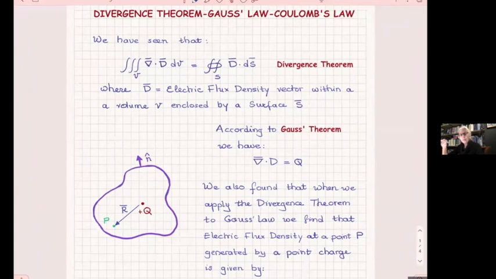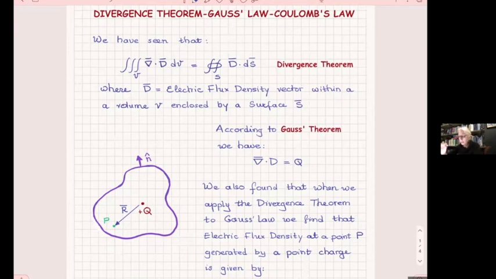And that is important. The book starts with Coulomb's law, solves problems, goes to divergence, solves problems, and then goes to Gauss's law, which is fine. It's like a very expansive way of presenting the same thing. But I present it all together because I want you to see that they're not separate things.